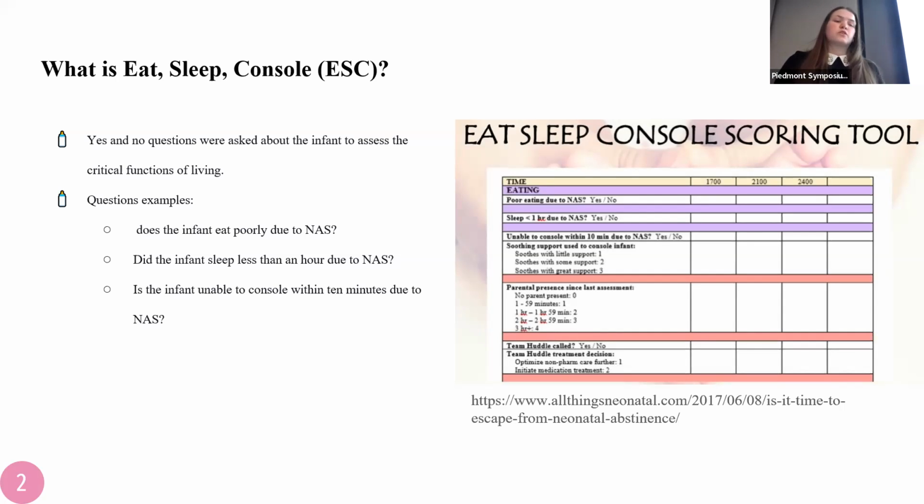So what is Eat, Sleep, and Console? It's yes and no questions that are asked about the infant to assess the critical functions of living. Question examples include, does the infant eat poorly due to NAS? Yes or no. Did the infant sleep less than an hour due to NAS? Yes or no. And is the infant unable to be consoled within 10 minutes due to NAS? The interventions for Eat, Sleep, and Console are done differently at each hospital.